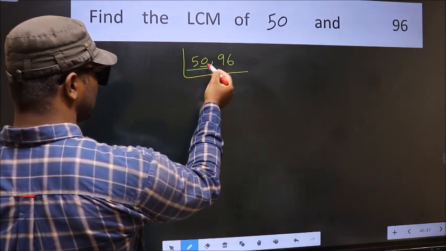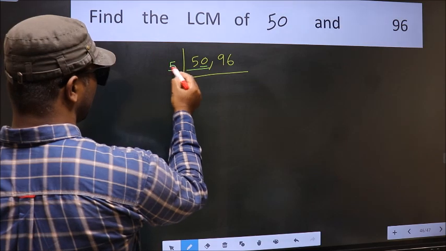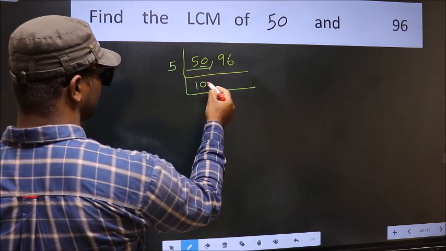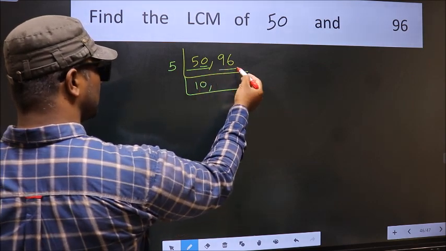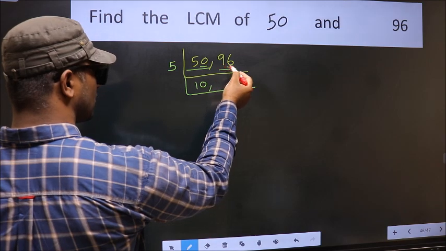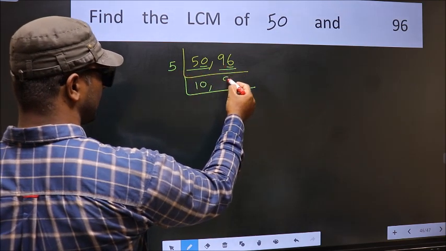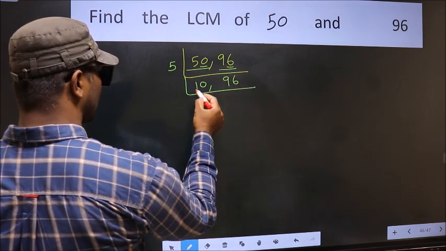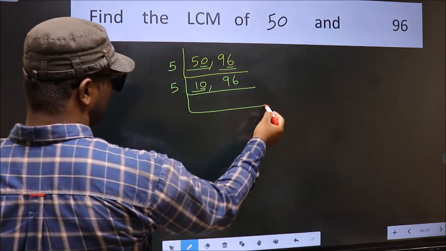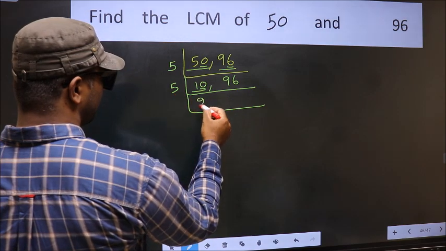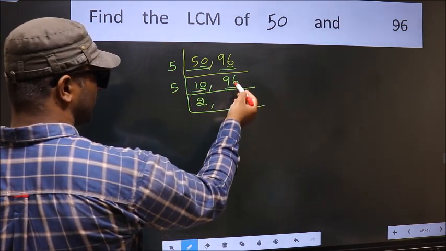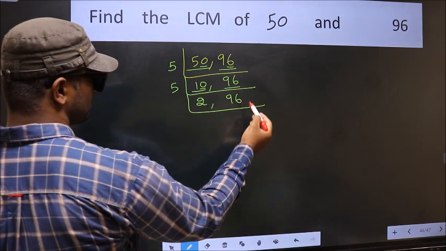Now you should focus on the first number, which is 50 here. For this number, last digit 0, so directly take 5. When do we get 50 in 5 table? 5 tens 50. The other number 96, last digit neither 0 nor 5, so this is not divisible by 5, so we write it down as it is. Now here we have 10, last digit 0, so take 5. When do we get 10 in 5 table? 5 twos 10. The other number 96 is not divisible by 5, so you write it down as it is.